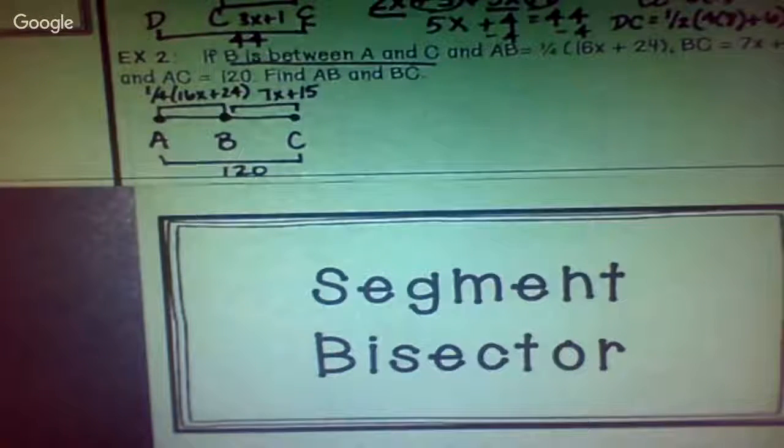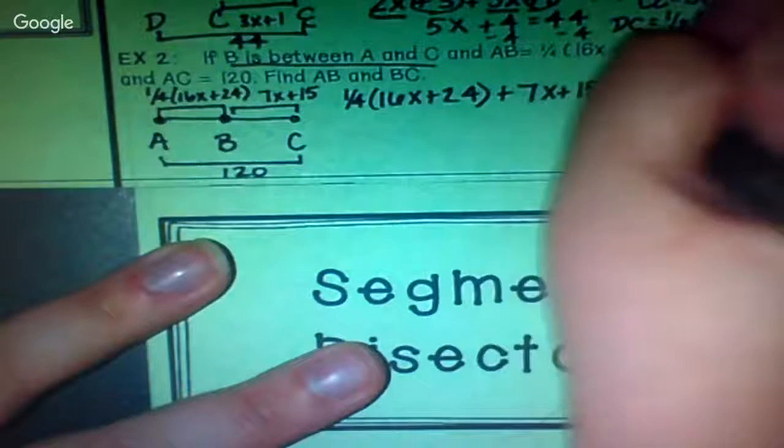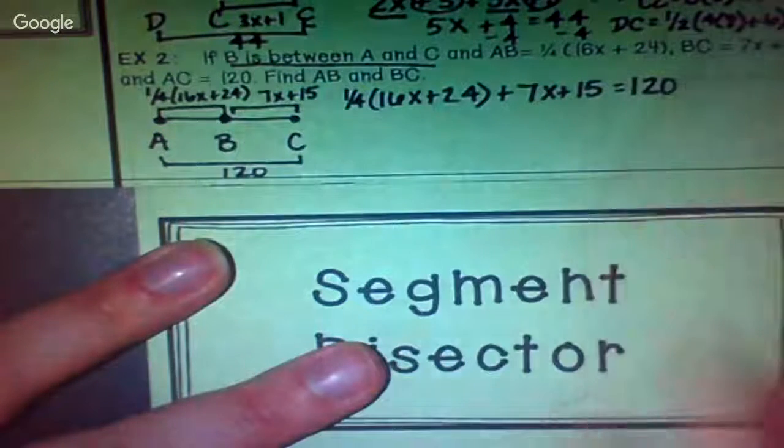So again, we need to solve for x first and then go back and tell them what AB equals and what BC equals. So the segment addition postulate says I can add the two smaller pieces together and set it equal to the bigger piece. So this should look like 1/4 times 16x plus 24 plus 7x plus 15, and that should equal 120.